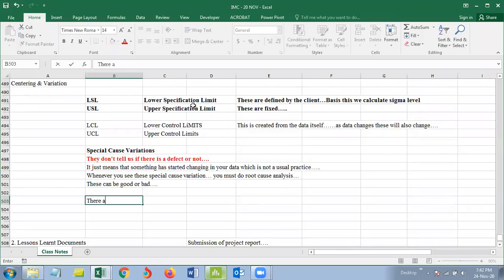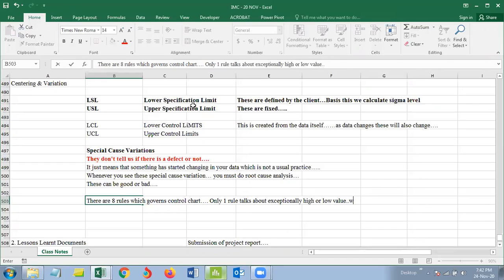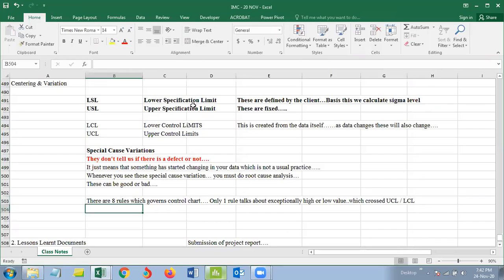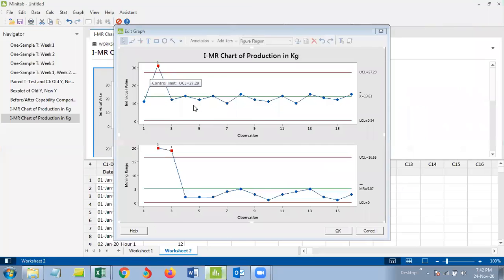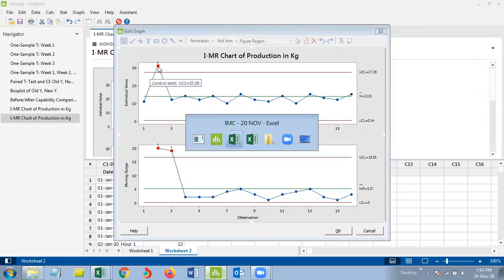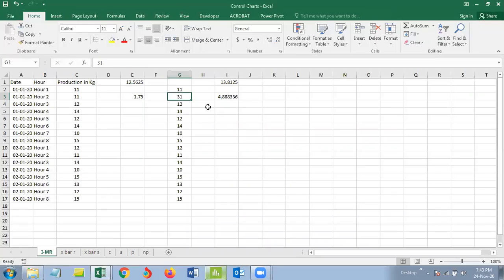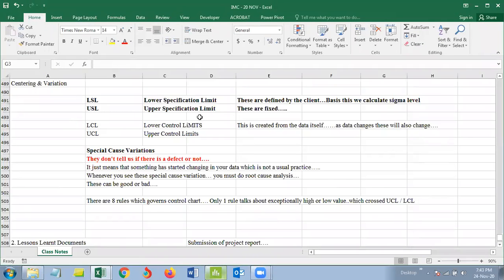There are 8 rules which govern a control chart. Only one rule talks about an exceptionally high or low value which crosses the UCL or LCL. That means exceptionally high or exceptionally low, which is easily understood. When you look at data, you can easily spot this. This is exceptionally high, what's the big deal? I don't need a control chart, I can look at this data and tell you. Completely understand that. But that's only one rule.